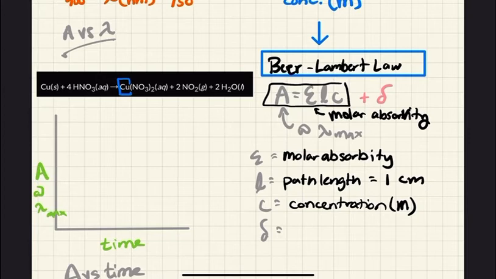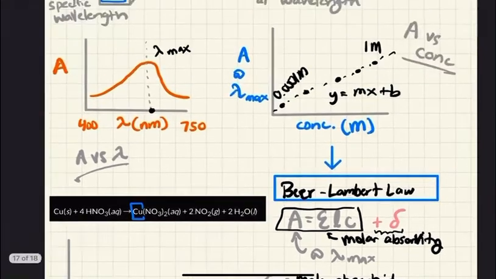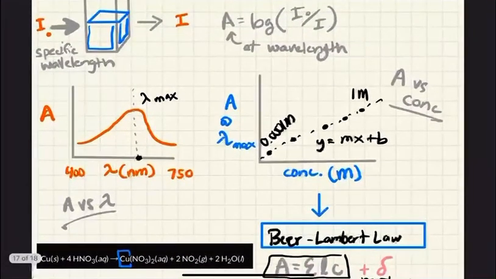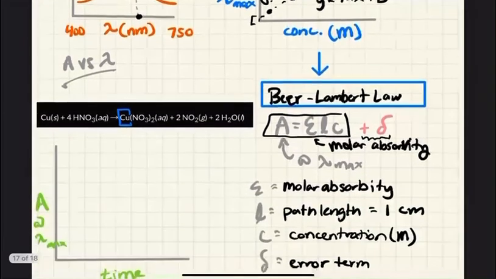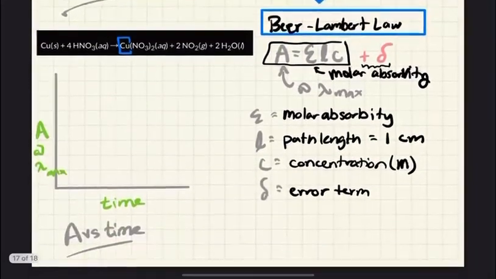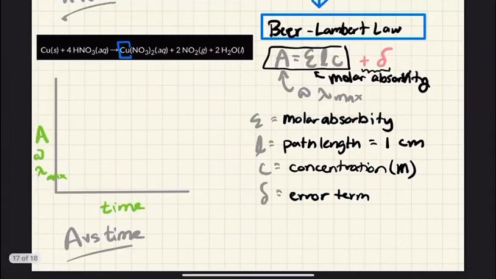And then the last part of the equation is that plus B part, which I think is a delta. It's just the error term. And the error term accounts for the fact that your plot may not go through 0. There may be some y-intercept difference from the origin, and that will account for measurement error, for experimental error, all of that.